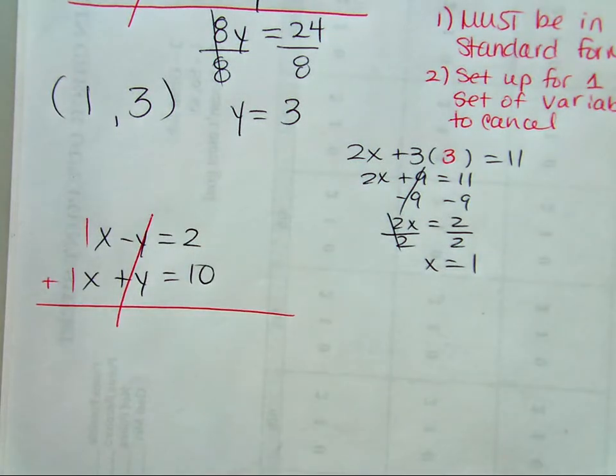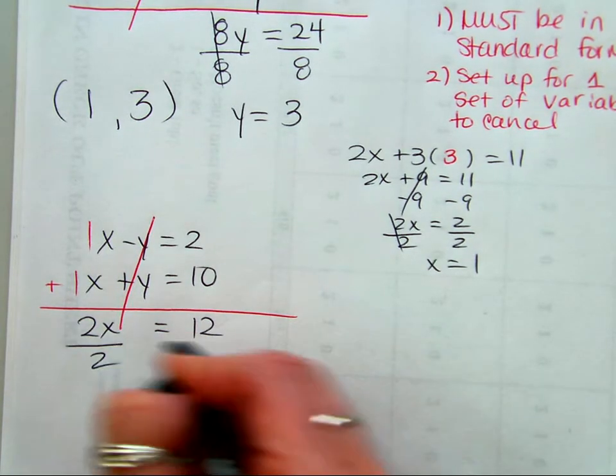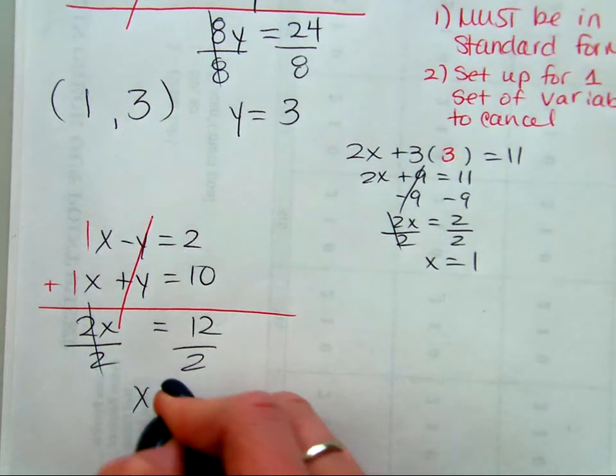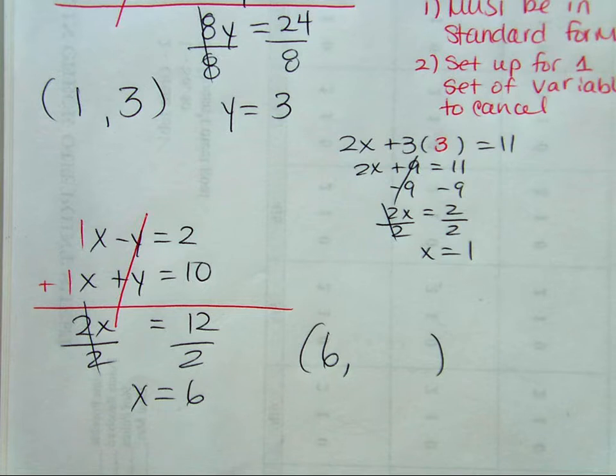1x plus 1x is? And 2 plus 10. Look how easy level 1 elimination is. Okay, x is 6. And so now you use that 6 to find the other missing piece of your answer, and you're going to plug it in.